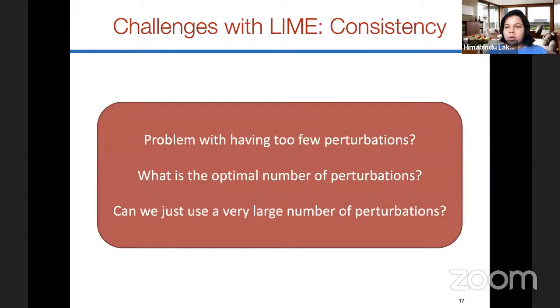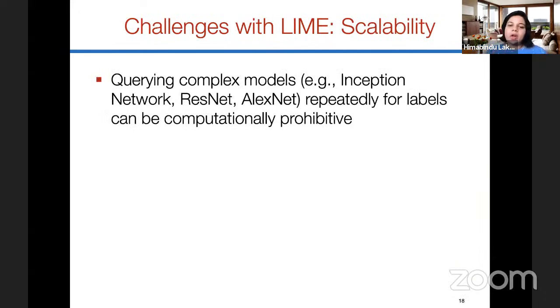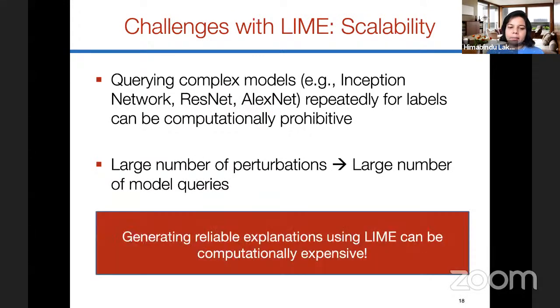Well, that might be true, but nobody knows what the optimal number of perturbations is. And can we just use a very large number of perturbations? That has other issues, which is that of scalability. Querying complex models like InceptionNet, ResNet, AlexNet, and so on repeatedly for labels can be extremely computationally expensive. So the more we can limit this kind of querying, the faster we can run these algorithms and generate explanations. But a large number of perturbations implies a large number of model queries, which is again going to be computationally expensive. So generating reliable explanations using LIME can be computationally prohibitive.